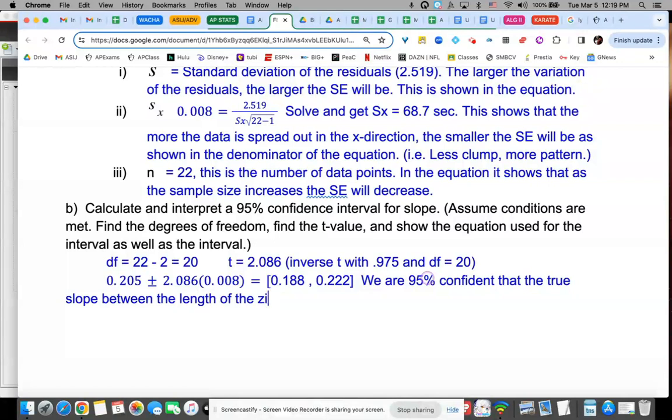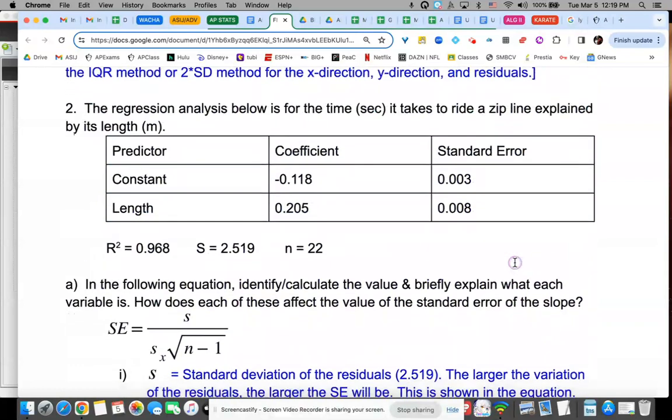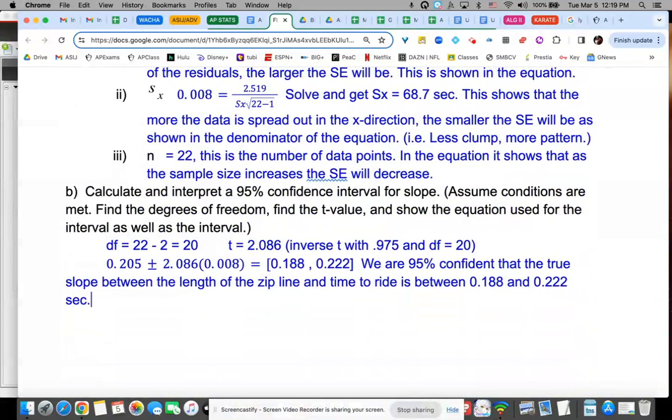I'm just thinking right now, I'm going to change this. The zip line and time to ride is between 0.188 and 0.222 seconds. Sorry, this is slope, so it's seconds over, so it's seconds divided by meters, right?